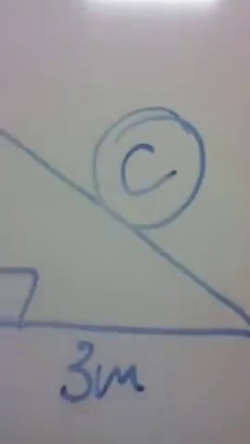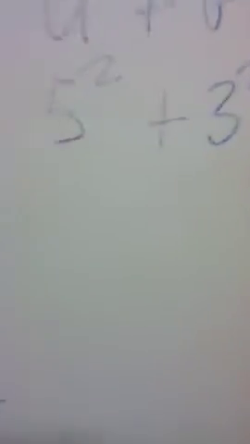Next step, we need to label. So we label long side C. The other 2 sides A and B. Doesn't matter which. Okay, next we write Pythagoras' theorem. A squared plus b squared equals c squared. We put our numbers in. 5 squared plus 3 squared equals c squared.